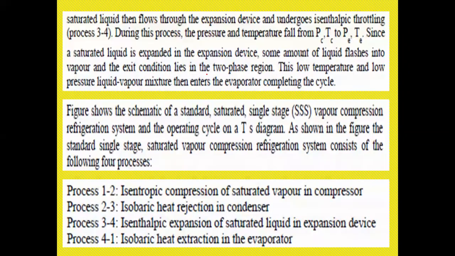The high pressure saturated liquid then flows through the expansion device and undergoes an isenthalpic throttling process. Here the temperature and pressure fall from the compression to the expansion. Therefore, in the expansion device, the liquid flashes into the vapor. So at the third stage, from 1 to 2, 2 to 3, 3 to 4, the liquid refrigerant flashes into the vapor and the exit condition lies in the two phase region.